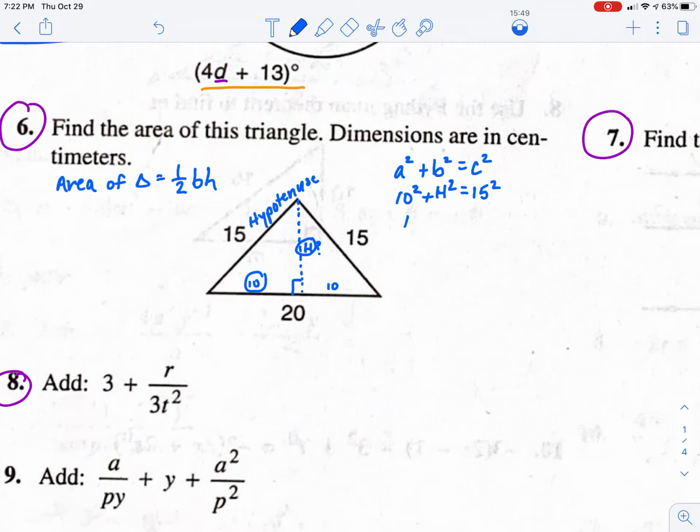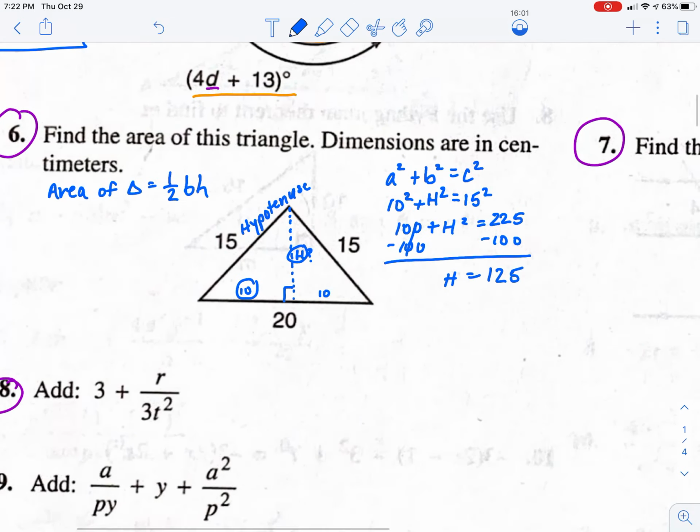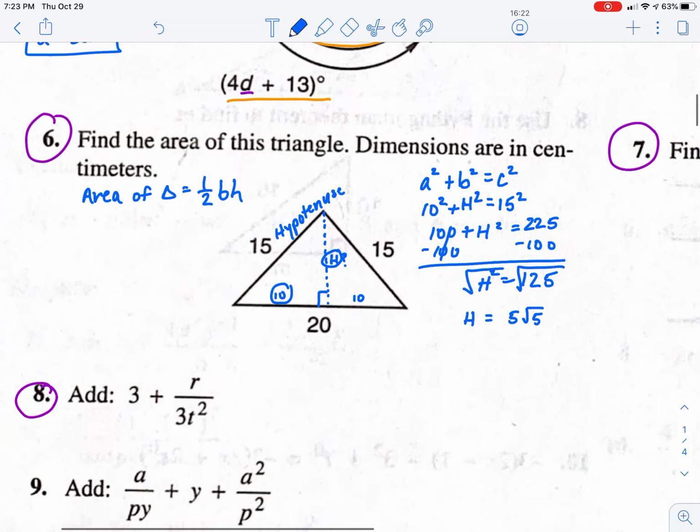Now when you do the math on this thing, we just have 100 plus h squared equals 225. We'll subtract 100 from both sides, and we'll be left with 125 here. We're going to take the square root of that so we can eliminate our square there, and that'll give us our height, which is going to be 5. Actually, yeah, what you're going to get is 5 square roots of 5. That's the height, and that's what we were looking to get in order to find the area of this triangle.